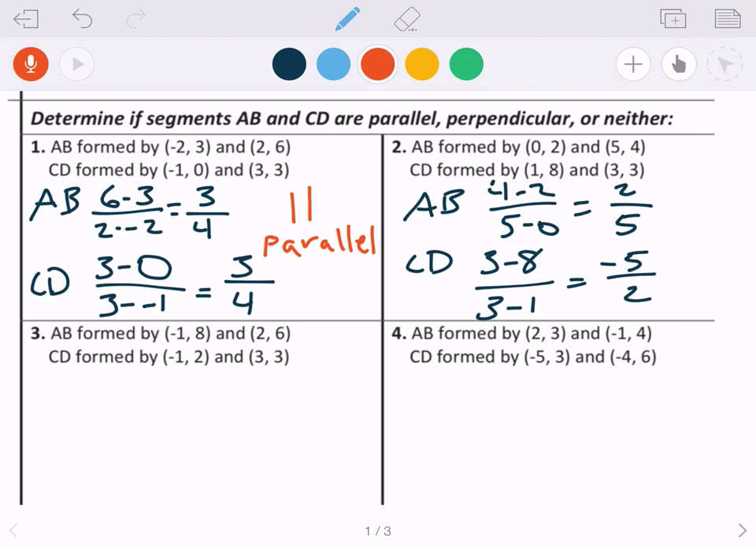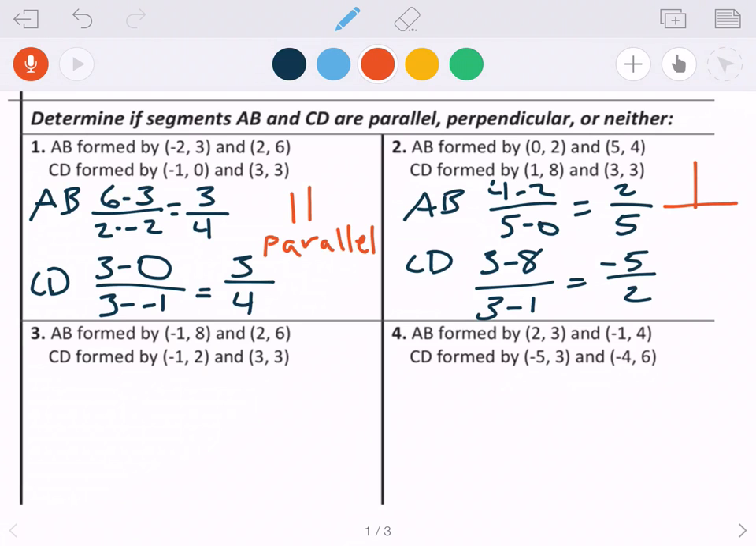So these are called negative reciprocals. We should know by now that a reciprocal is just the fraction flipped. So 2 over 5, and then down below in CD, the fraction is flipped. So now it's 5 over 2, and it's also negative. So to tell if it's perpendicular, we are looking for the negative reciprocal. So the fraction's flipped and the sign is changed.